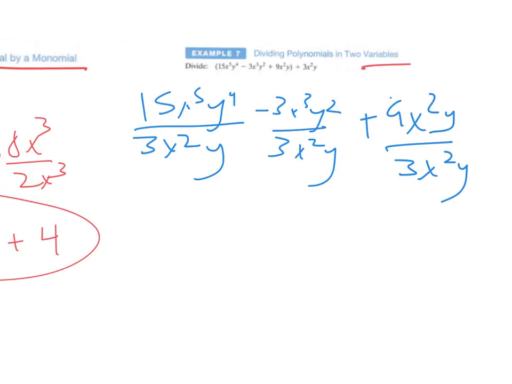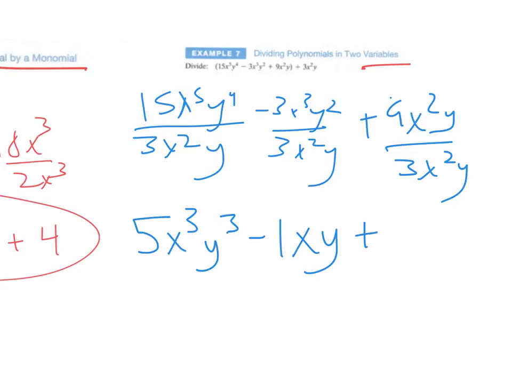So I go through my process of subtracting variables and dividing numbers. So 15 divided by 3 is 5. Subtract, I get x cubed. And in my subtract, I get y cubed. This becomes a negative 1 when I divide the numbers, and when I subtract the variables, I get x to the 1st power, and I get y to the 1st power. Once again, I divide my numbers, subtract my variables, they cancel, because they become 1, so then this is our answer.